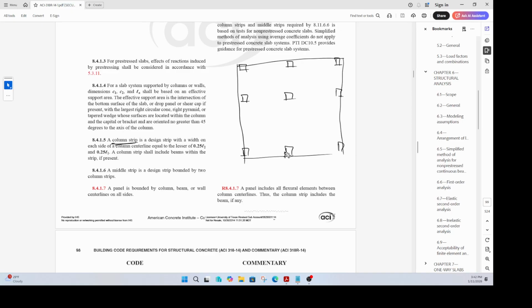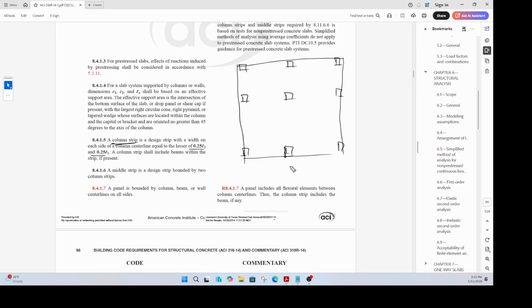Yeah. So the portions of the slab which are near the column are more rigid, meaning they attract more load, and that's why they have to be designed. So it is convenient to divide the entire slab into a column strip and a middle strip. And the code gives you guidelines as to how you can divide the slab to fix the dimensions of that column strip and middle strip.